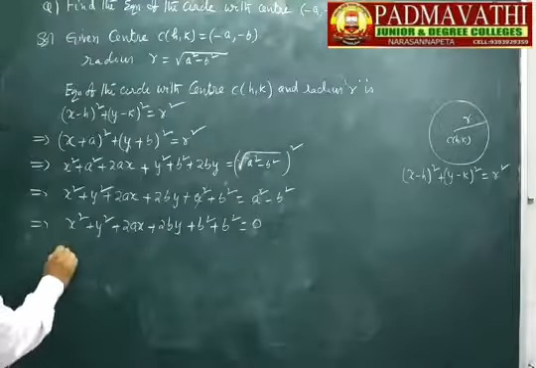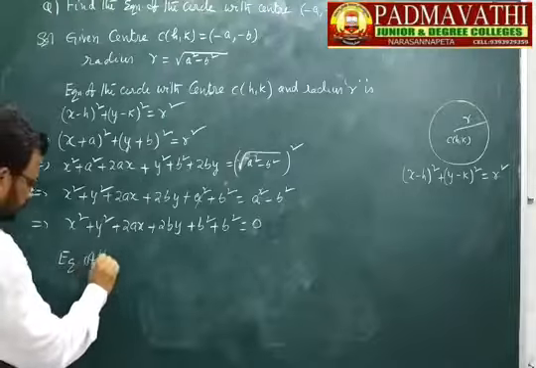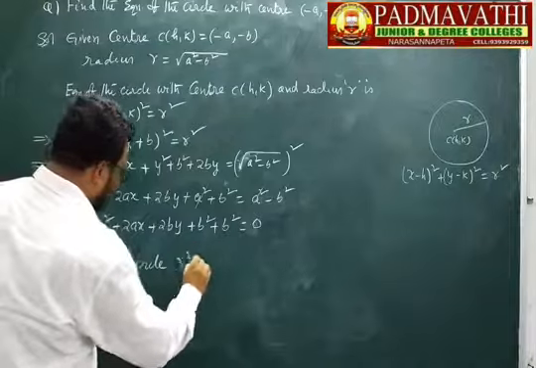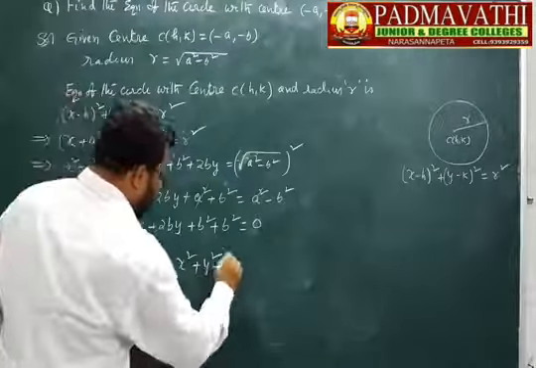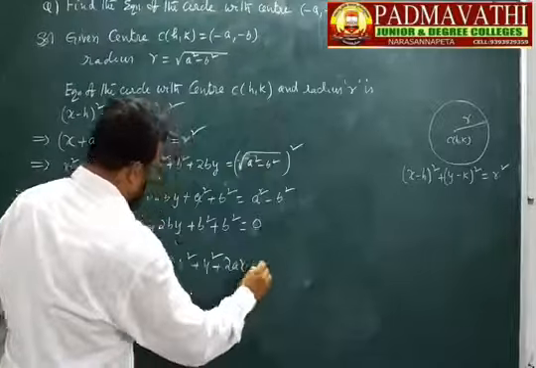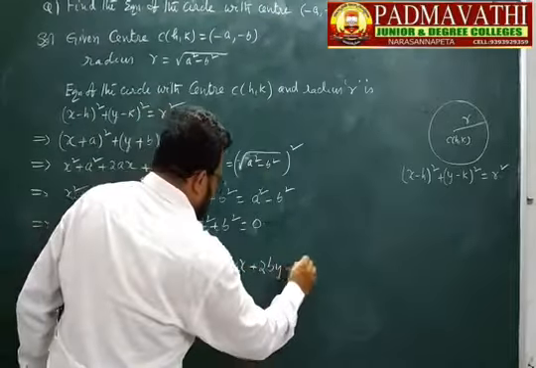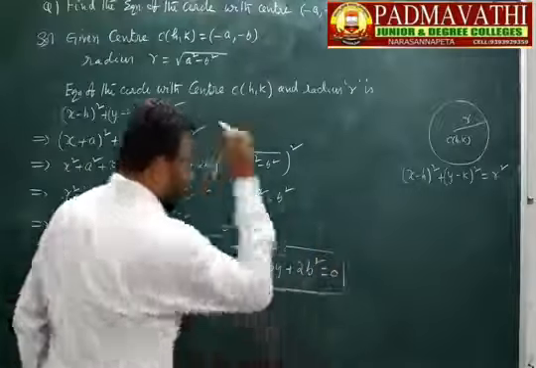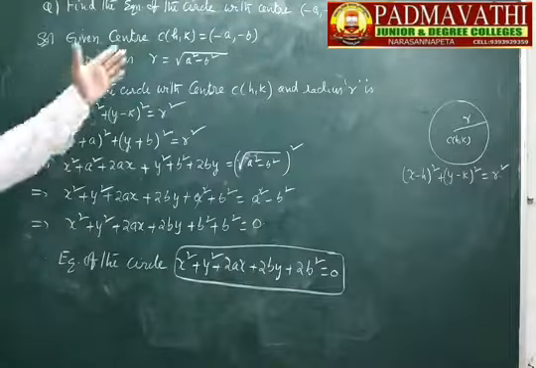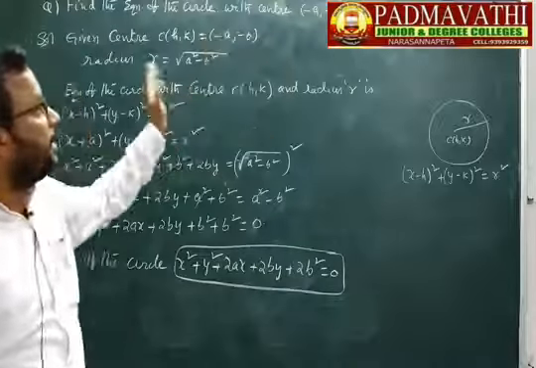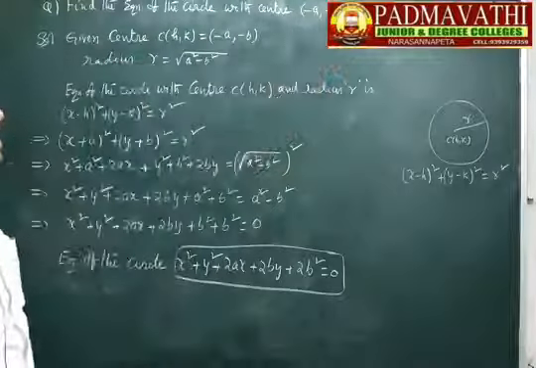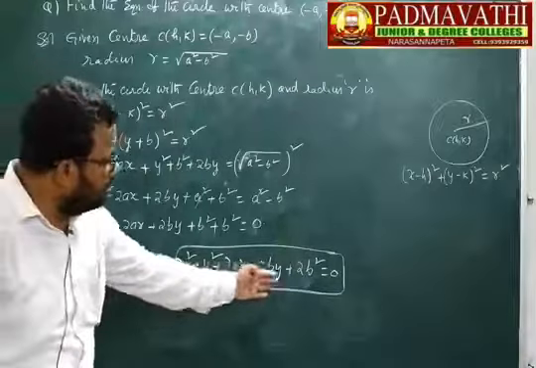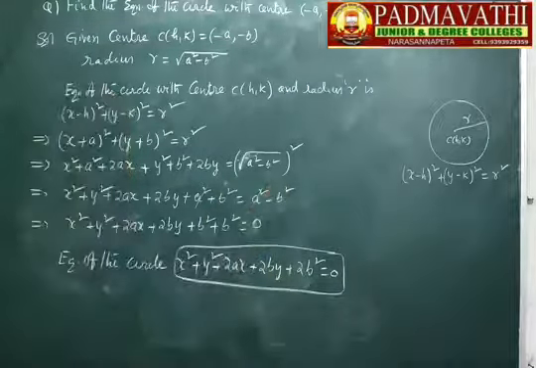Therefore, the equation of the circle is x square plus y square plus 2ax plus 2by plus 2b square is equal to 0. This is the required circle equation. Given that the center is (h, k), that is (minus a, minus b), and radius root of a square minus b square, the circle equation is x square plus y square plus 2ax plus 2by plus 2b square is equal to 0.